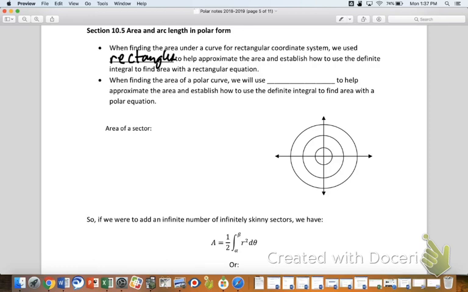I mentioned this last week. If we're dealing with a polar curve, we will not be using rectangles. We will use blank. Sector, yep, it's like the little part of a circle. We use sectors to help approximate the area and then lead us into using the definite integral.